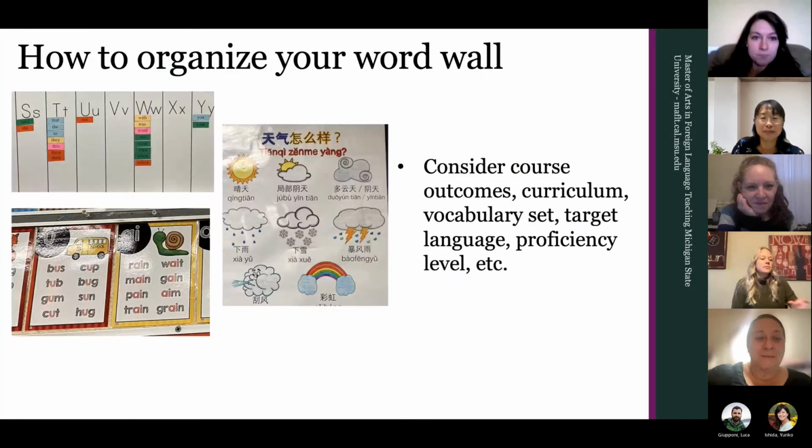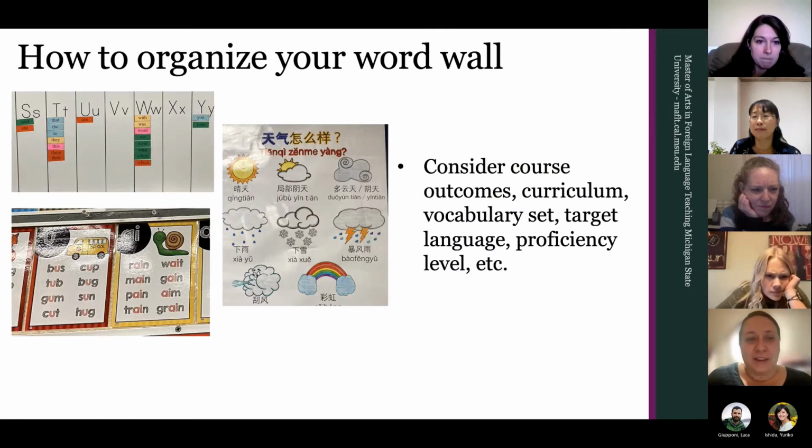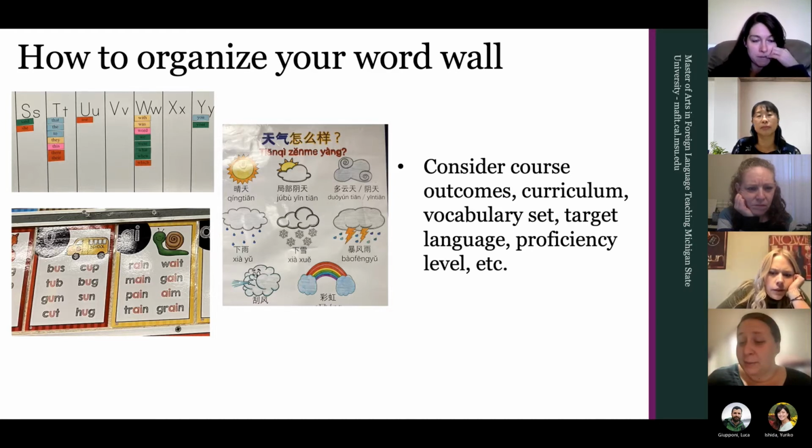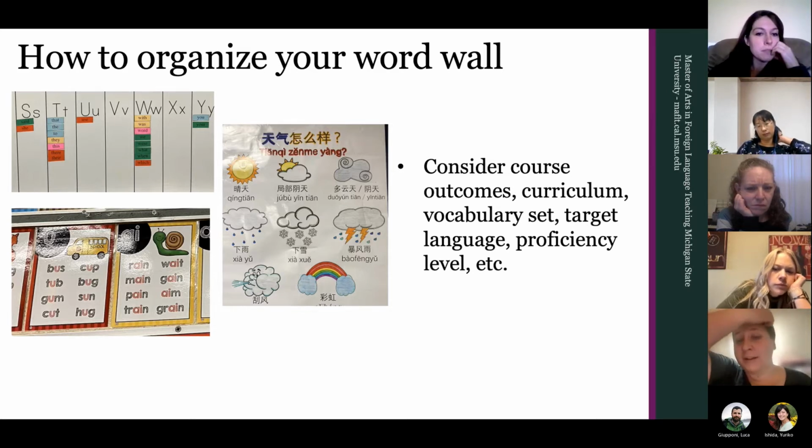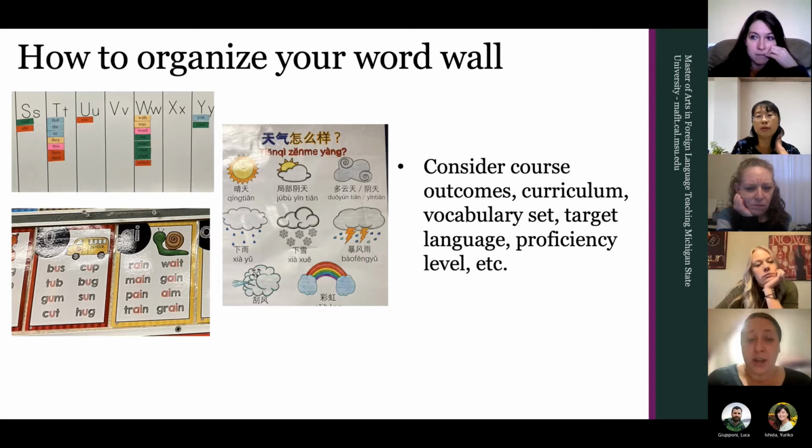Thank you. So here are some examples of different word walls that I have encountered. And when deciding how to organize your vocabulary, and this goes back to what Megan was mentioning earlier about syllabus design, it depends what your objectives are. So you consider the course outcomes, the curriculum, the particular vocabulary items you want your students to learn, the target language, and their specific proficiency levels.